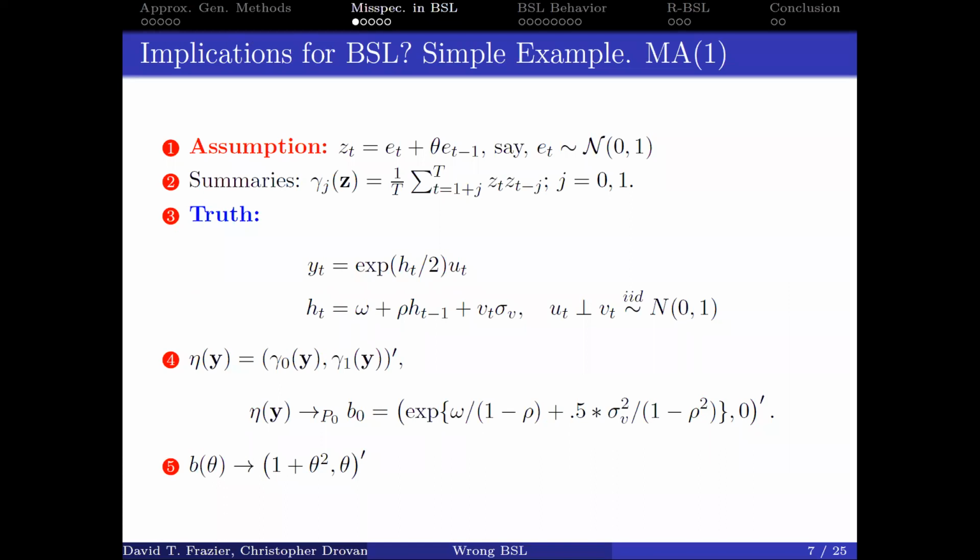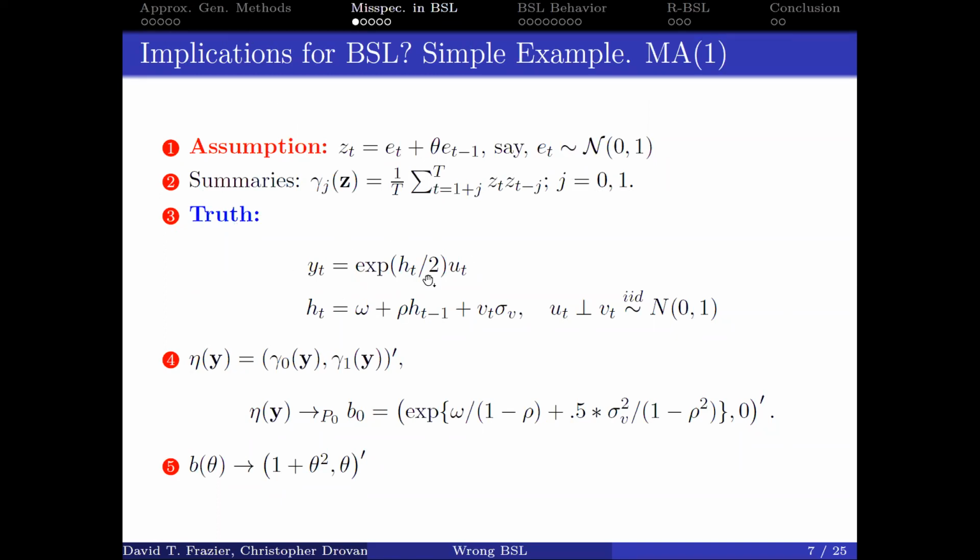So to do this, I'm going to go back to a little toy example. I'm not going to do the MA2. I'm going to make my life simpler and do the MA1. Our assumption here is that the DGP for the observed data is a moving average model of order 1, and the innovations of that evolution equation are standard normal. I'm then going to take as my summaries the sample variance and the first order autocovariance. Now this is our assumption. However, the truth is that the observed data, Y_T, evolves according to a stochastic volatility model.